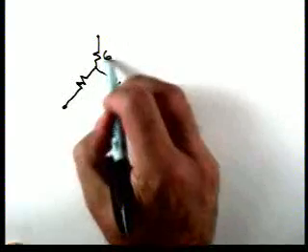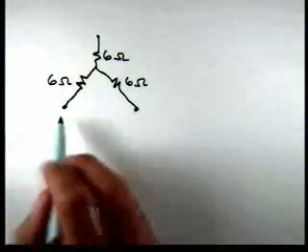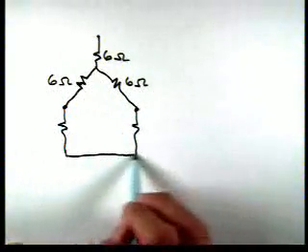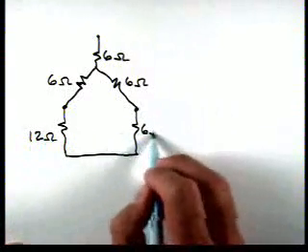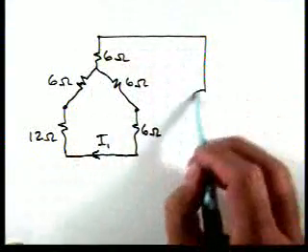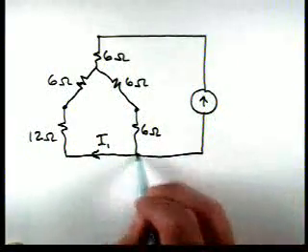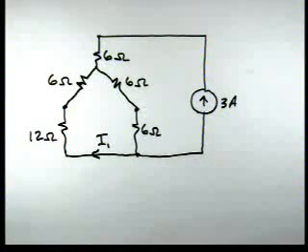So now, if we do our transformation from a delta to a Y, here's our Y configuration now. So we have 3 resistors connected in a Y that are 6 ohms each. Here's our 2 original resistors. Here's the current I1. Here's a current source connected. It has a value of 3 amps. So after the delta Y transformation, we're left with this circuit.